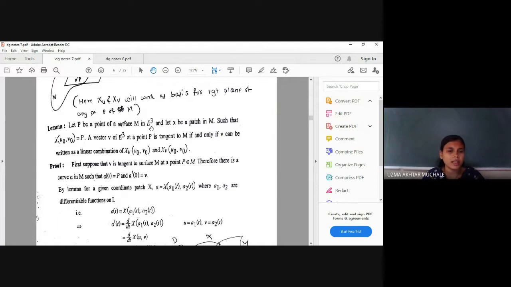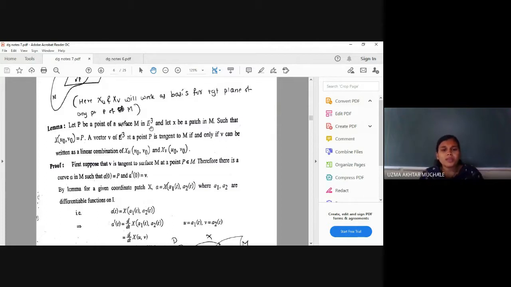If you remember, we have studied that a mapping X is said to be regular if and only if Xu cross Xv is not equal to 0. This theorem we have proved. It is very similar to the curve alpha being a regular curve if alpha dash of t is not equal to 0. In a very similar way, we have Xu cross Xv not equal to 0, as X has two variables u and v, hence we find the derivative with respect to both variables. And as the curve alpha has a single variable t, alpha dash of t not equal to 0 ensures that the curve alpha is a regular curve.